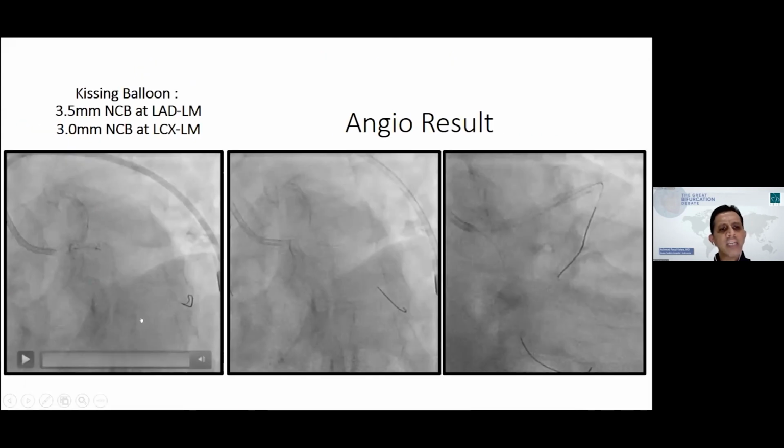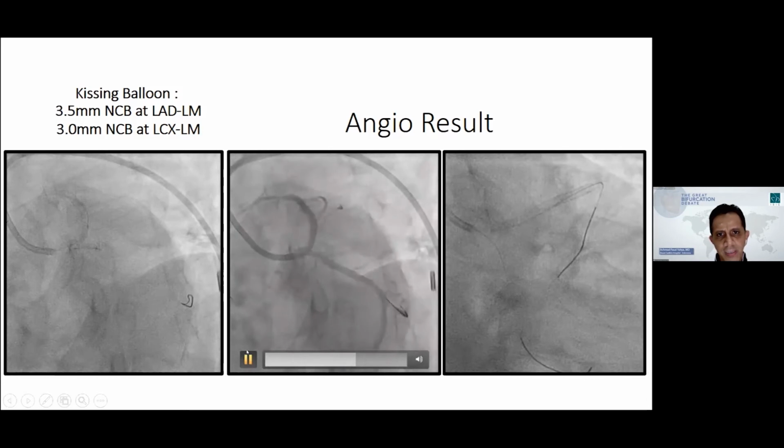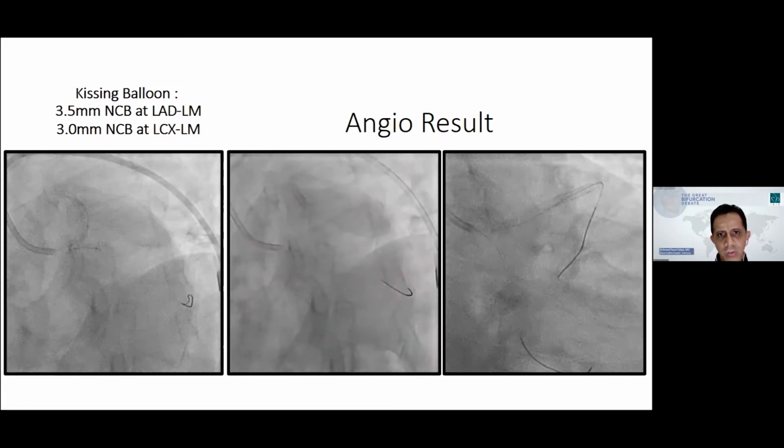Actually, we would like to do a kissing DCB, but we were concerned about hemodynamic compromise because of long inflations. So we took out the DCB and did a kissing balloon using a 3.5 non-compliant balloon in the LAD-left main and a 3.0 non-compliant balloon in the circumflex-left main. You can appreciate here the result after DCB.